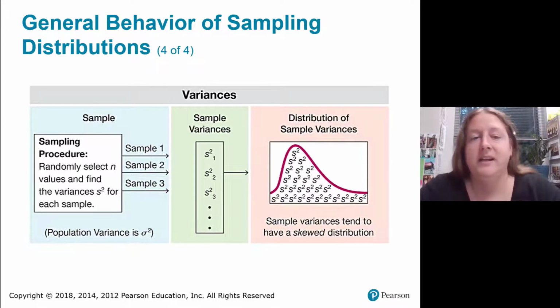And finally, another one we might want to look at is variances. So again, randomly selecting n values, finding the variances for each. We have the collection of sample variances. We look at the probability distribution. And what we generally see here is a skewed to the right distribution.